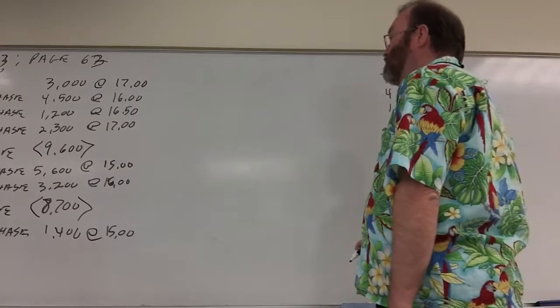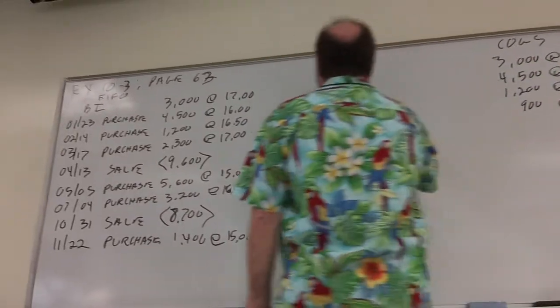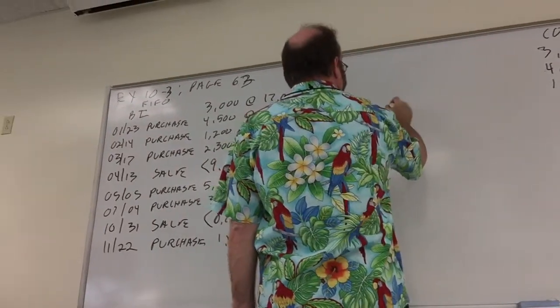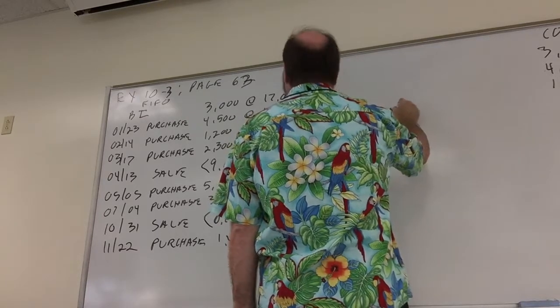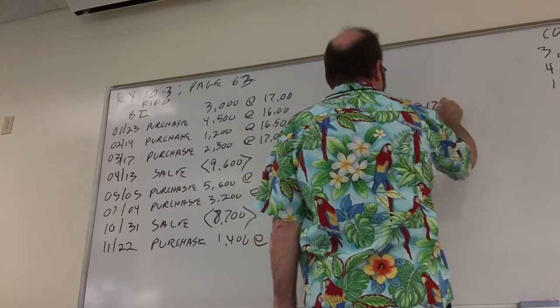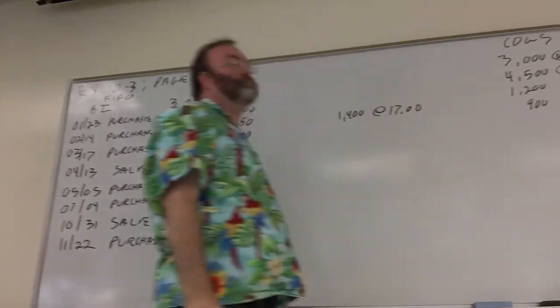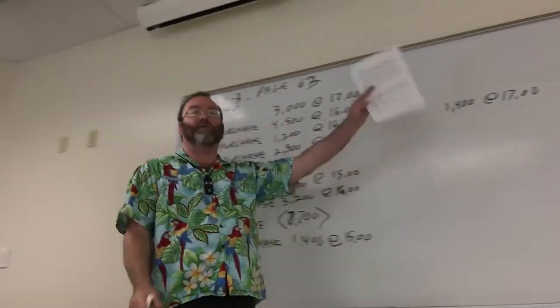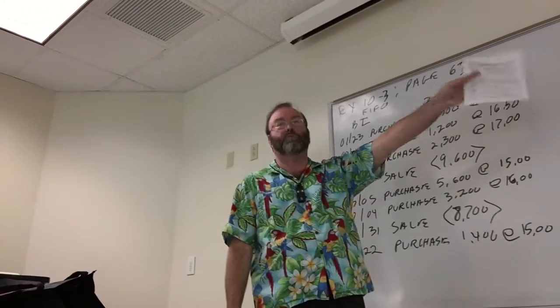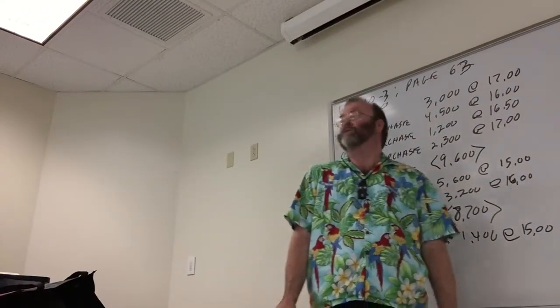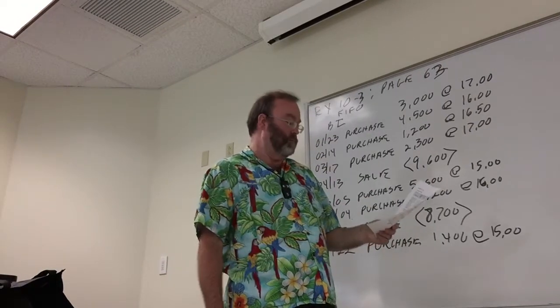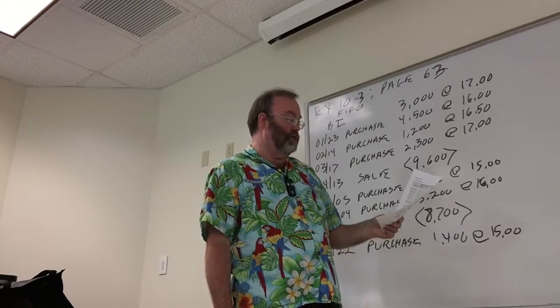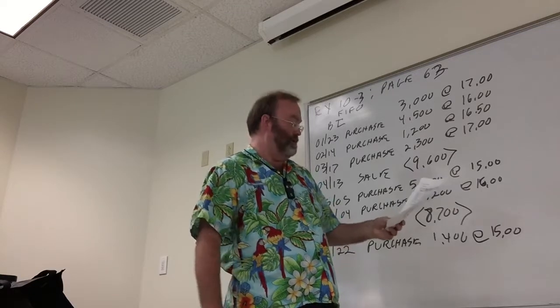And I'll let you guys figure that out. And what that leaves us in remaining inventory is 1,400 units at 17. You can do the math later. I'm not going to worry about it. You can just multiply that out and add it up. Because I'm no longer trusting the solution here.